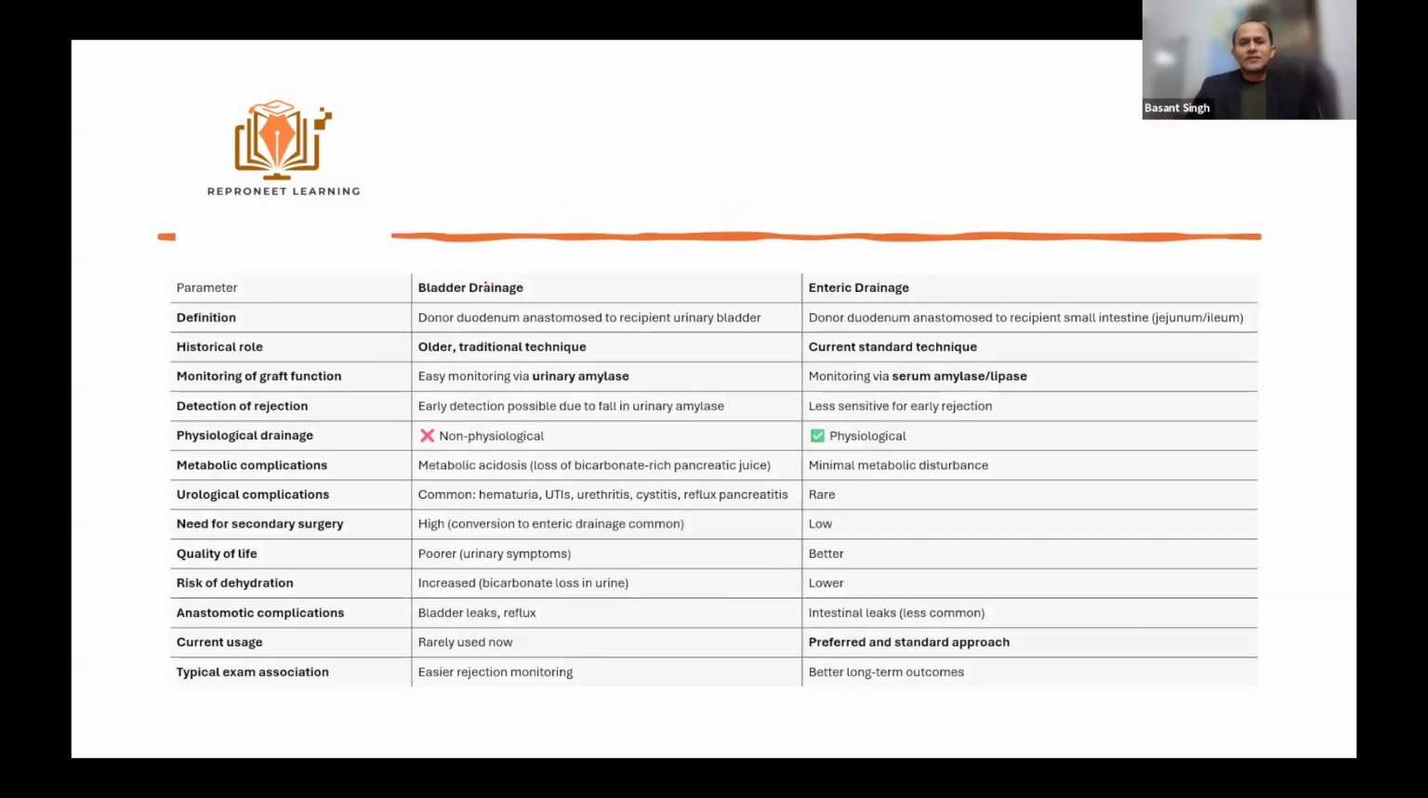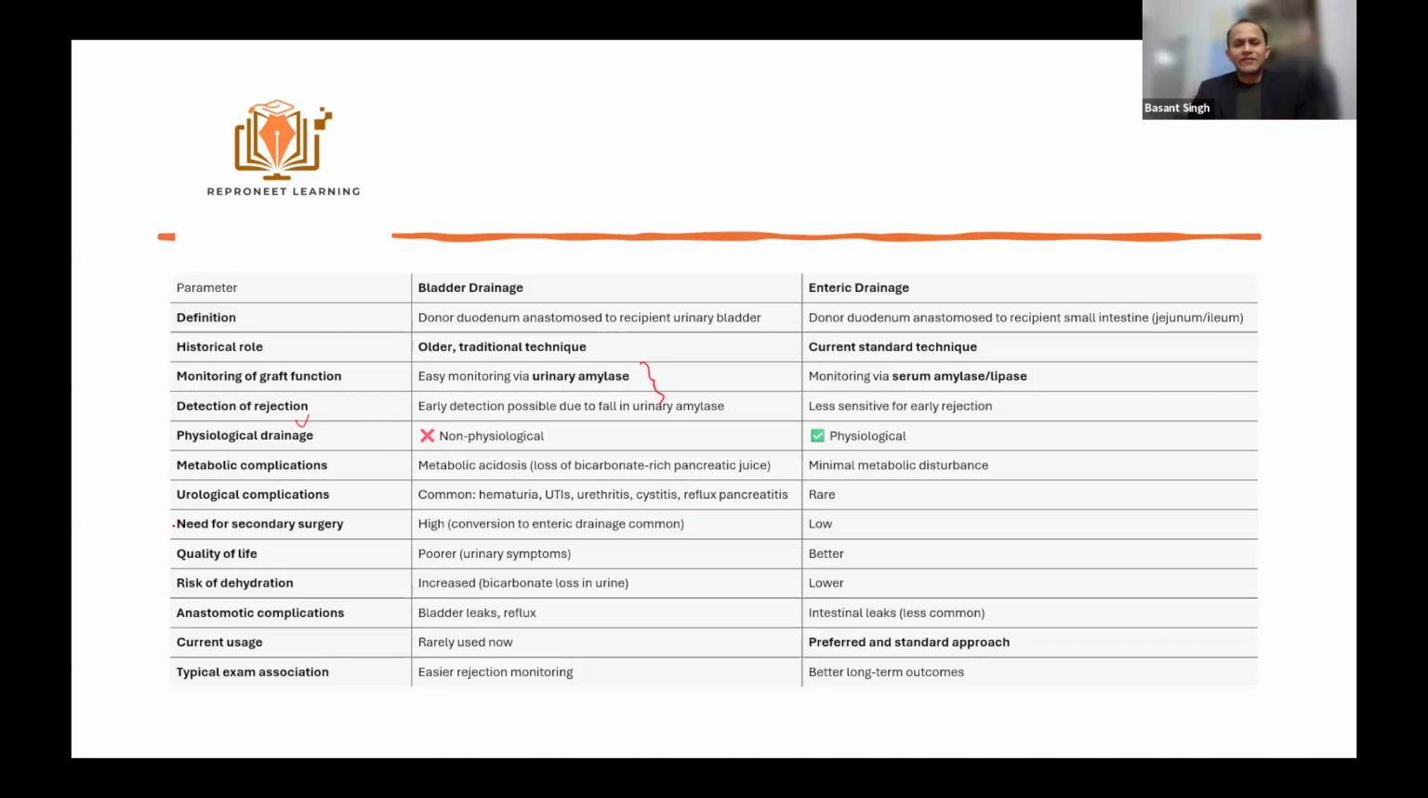Okay, so these are the differences. What is bladder drainage? It is an older traditional technique, with easy monitoring because you can monitor the urinary amylase and bicarbonate function. So you can indirectly monitor the pancreas function, with early detection of rejection, and it is obviously non-physiological. Metabolic acidosis because of loss of bicarbonate. You'll have urologic complications. You'll have hematuria, UTIs, nephritis, cystitis, reflux pancreatitis. The urine can go back into the pancreas and cause pancreatitis.